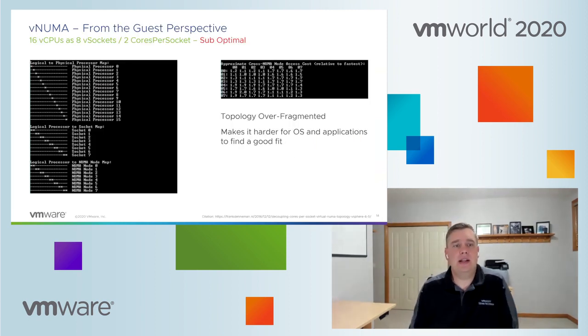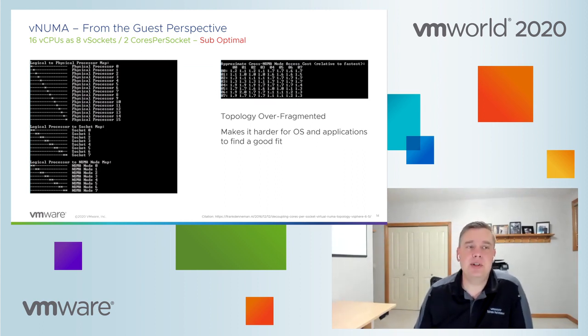So let's look at another example from the guest perspective. So here now we've created a VM, and it's a 16-way VM. And it's misconfigured, or we should call it suboptimally configured, as 8 vSockets by 2 cores per socket. And so what we see here is what the guest operating system sees. So we see 8 NUMA nodes and 16 vCPUs.